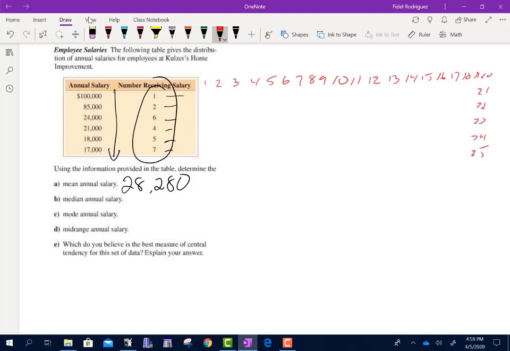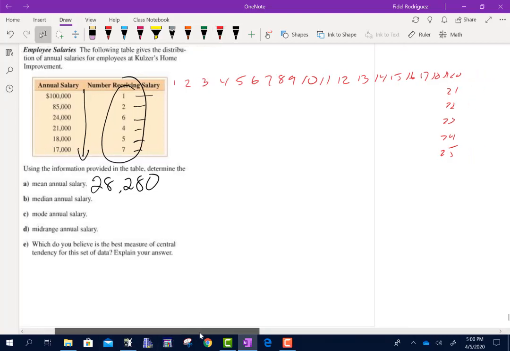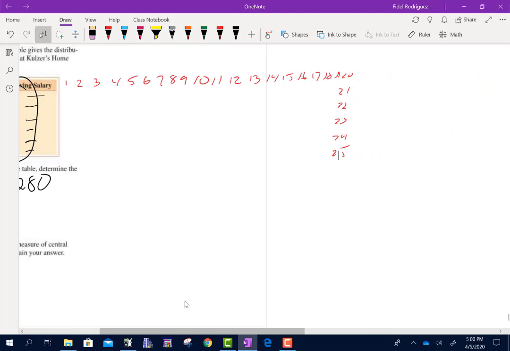I had to kind of do that because I was running out of room. Actually, you know what? I'm not running out of room. Let's do it this way. 21, 22, 23, 24, 25. There's always room, right?